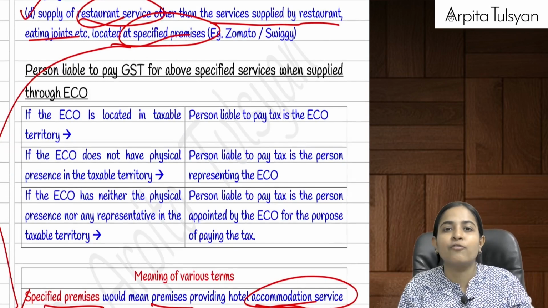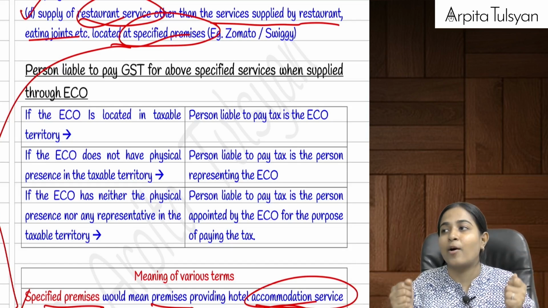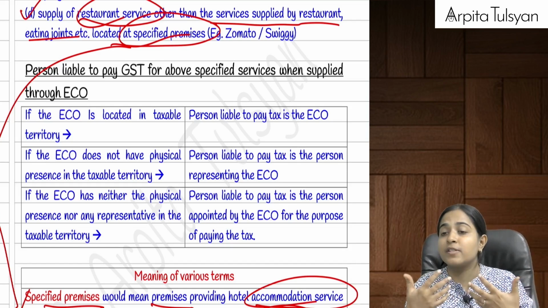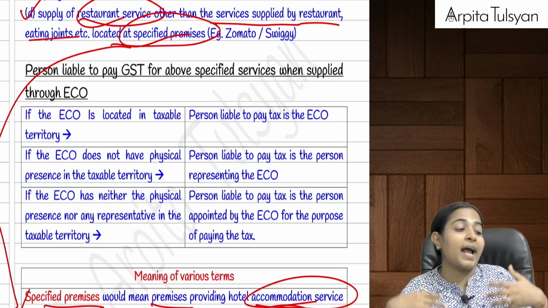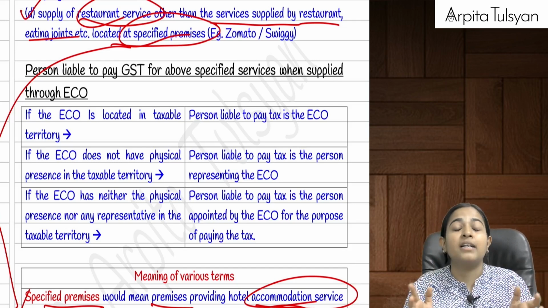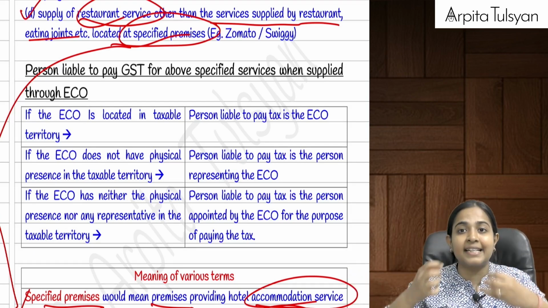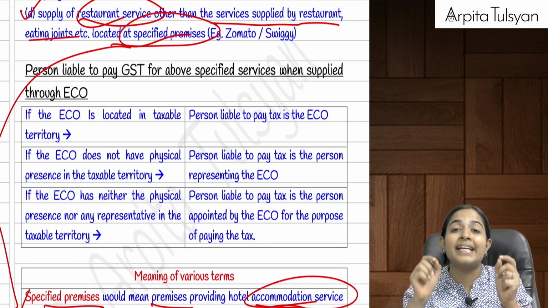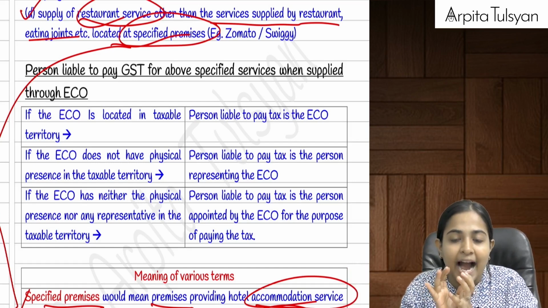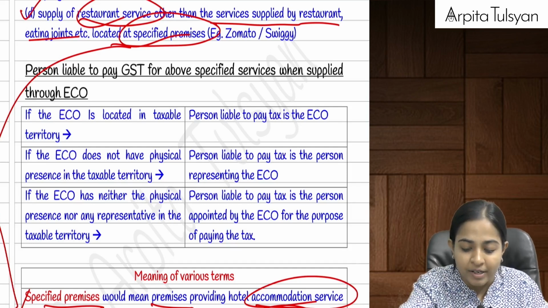In all these 4 pointers, even though the actual service provider is that driver, or let's say that hotel, or that carpenter, or that particular restaurant, Shiv Sagar, for the purpose of section 9.5, the responsibility to collect the tax and to pay it to the government lies on the e-commerce operator, who is the middle person here. Are you clear with this? So the person liable to pay GST will be the e-commerce operator.